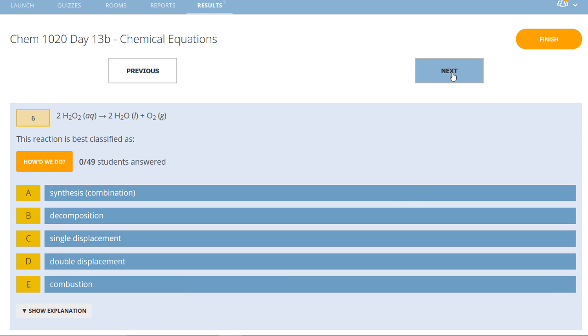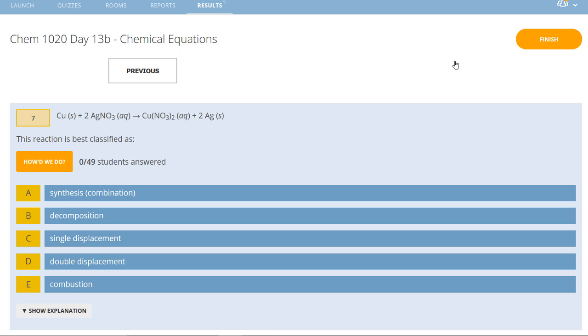Next one. This is the one where we took and made the genie in the bottle. We decomposed the hydrogen peroxide to make water and oxygen gas. By the way, the catalyst we saw for this the other day was manganese 4 oxide, but another catalyst for this reaction is blood. If you ever put hydrogen peroxide on a cut or wound, it bubbles. We see this reaction. I know I already gave away the answer. It is decomposition.